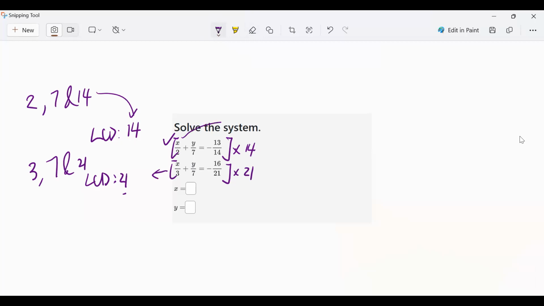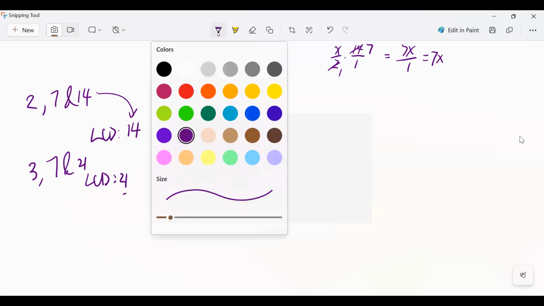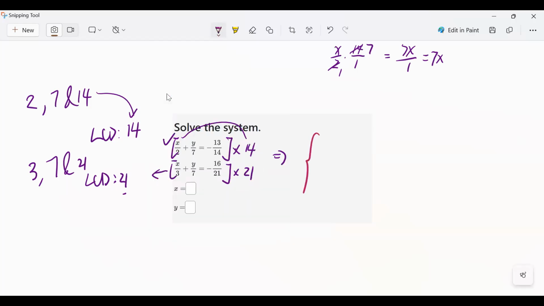So now x over 2 times 14. We turn 14 into a fraction. 2 will go into 14 7 times. So we get 7x over 1, so it's 7x. So now we turn it into the equation with whole numbers, so we don't have to deal with the fractions.